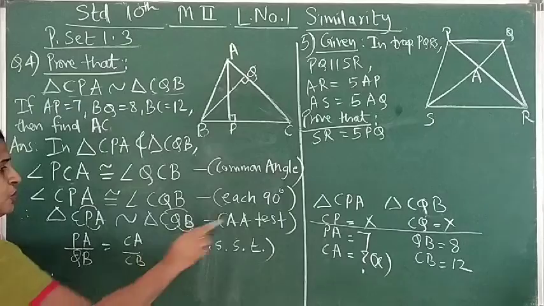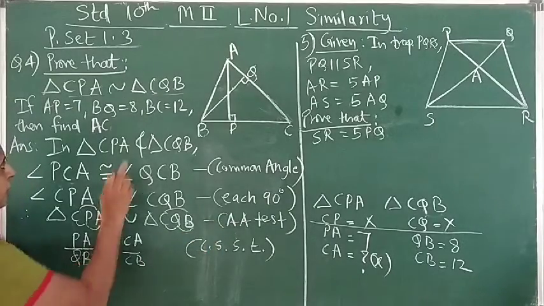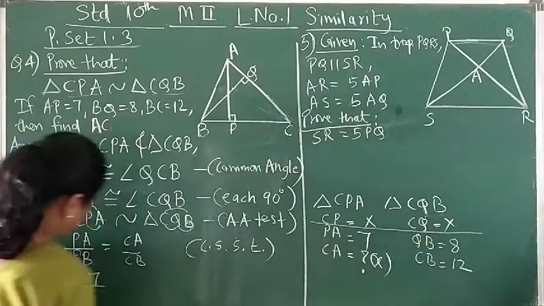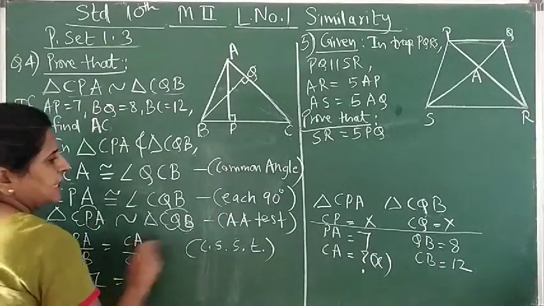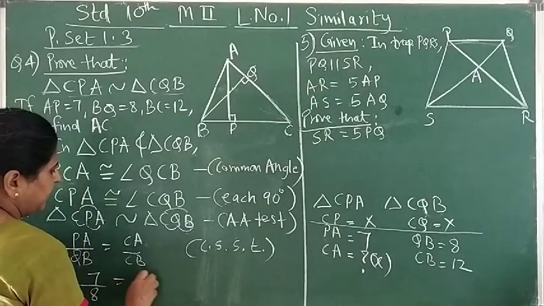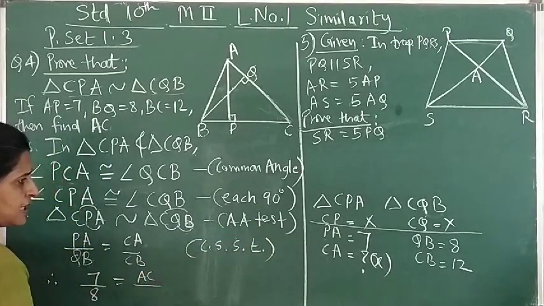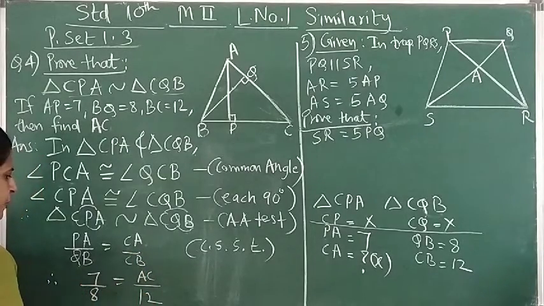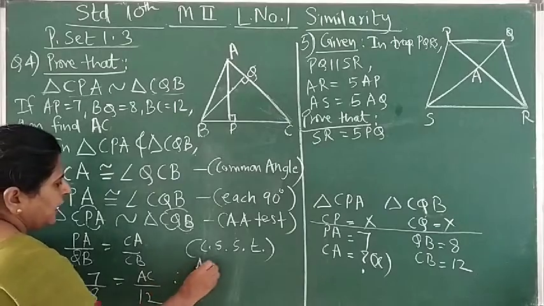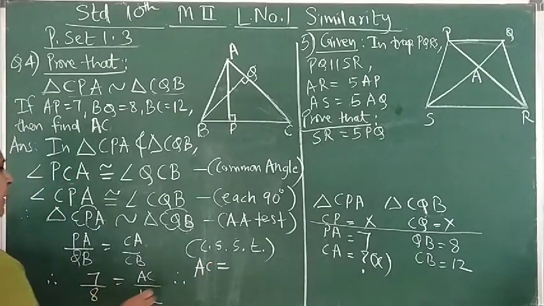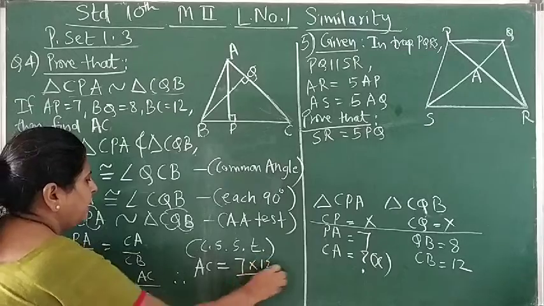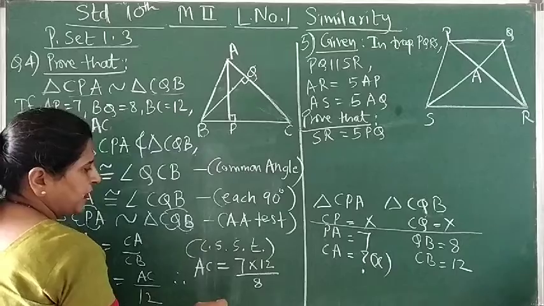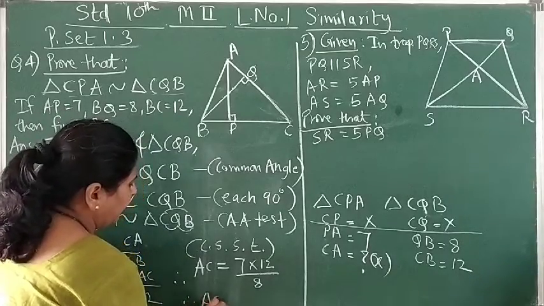Now substitute these values. PA is 7, QB is 8, so 7 upon 8. CA, that is AC, we have to find. We can keep it as AC only, or put it as X. And BC, that is CB, is 12. So we have substituted these values. From this we get AC equal to cross multiplying 7 into 12 and dividing by 8.